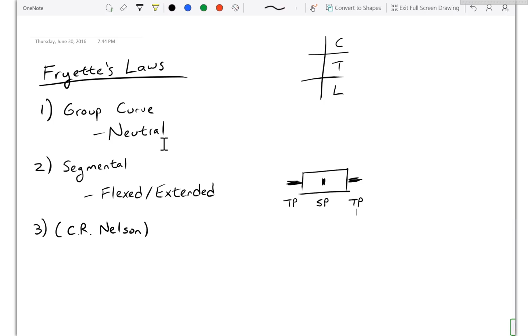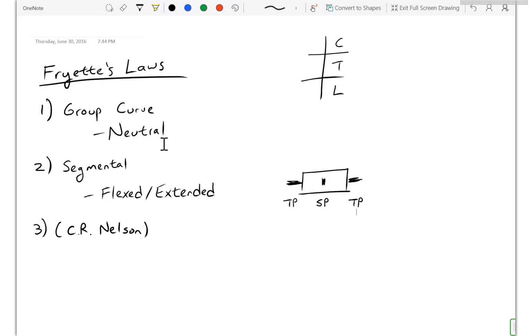So Fryette had three laws. The first law pertains to type 1 somatic dysfunctions. The second law pertains to type 2 somatic dysfunctions, both of which we'll explain in a second. And the third law, which technically wasn't written by Fryette, but a guy named C.R. Nelson, talks about the ways that the vertebrae move in different planes. That one we're not going to talk about today. We'll just talk about the first and the second law.